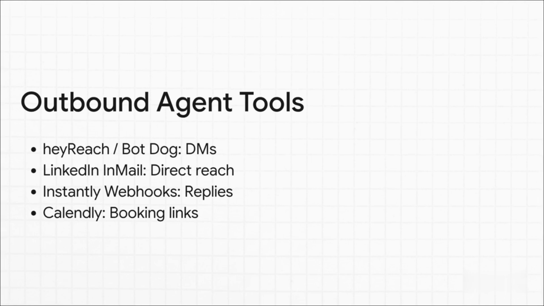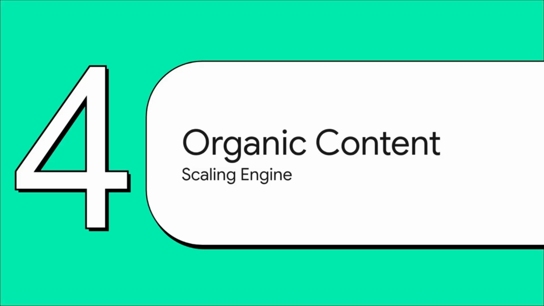Over on the LinkedIn DM side, you plug your accounts into API-first platforms like HeyReach or BotDog, or even automate your standard LinkedIn InMails. Meanwhile, your sending platform, Instantly, is using webhooks. The second a positive reply hits your inbox, a webhook fires straight back to your agent. The agent reads the context of that reply and instantly attempts to route that lead to a booking link on Calendly or Cal.com.